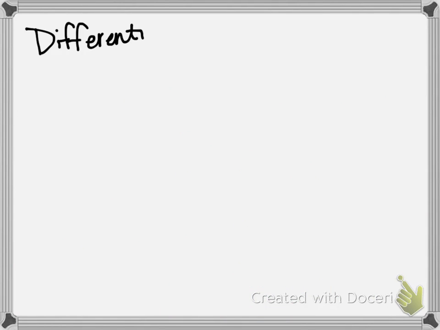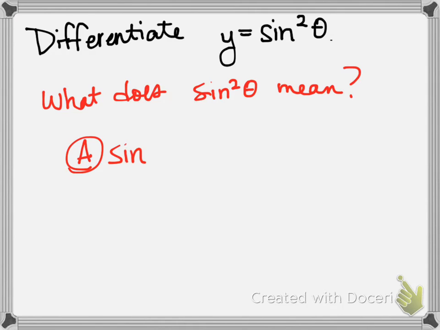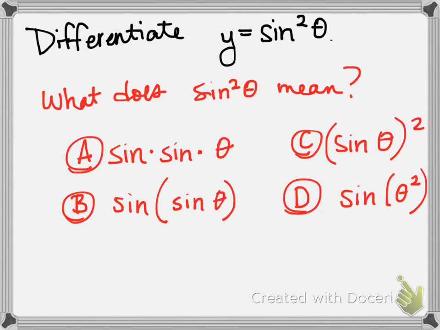Let's do another one. Let's differentiate y equals sine squared theta. Now here's a concept check for you. What does sine squared theta mean? Is it sine times theta? Is it sine of theta? Is it sine of theta squared? Or is it sine of theta, squared? Notice I said the same thing with each of these last two, but they mean something different.